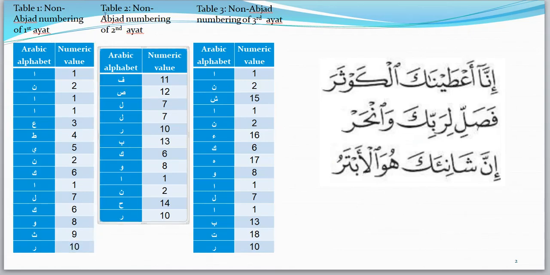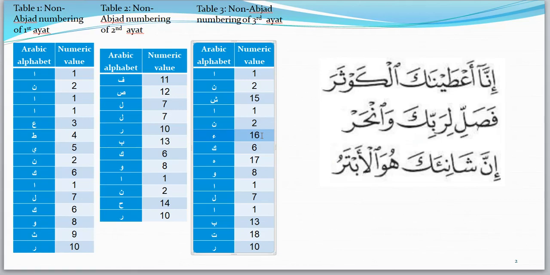So let's move to table number 2. Here, if we see Fa's positioning as per appearance, Fa is the 11th appearance in Surah Al-Kawthar. So Fa will be 11. And likewise, the other numbering is done. And in the third table, Sheen is the 15th appearance. And for example, Hamza in Inna shani'aka huwal abtar. Here Hamza comes. Hamza is the 16th appearance.